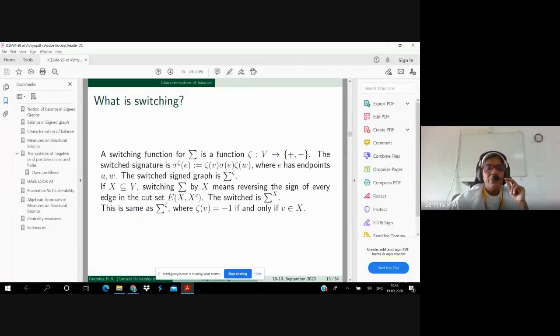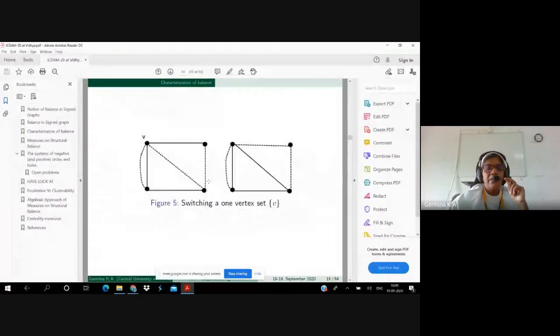Or in other words, we can think of switching in another way also. You take any subset X of the vertex set V. Switching sigma by this subset X means reversing the signs of every edge in the cut set E of X, X complement. You consider all the edges in the cut set E of X, X complement, and reverse their signs. Then the switched graph is usually denoted by sigma X. This is the same as sigma eta, where eta of v equals minus 1 if and only if v belongs to X. I will show you one example for that.